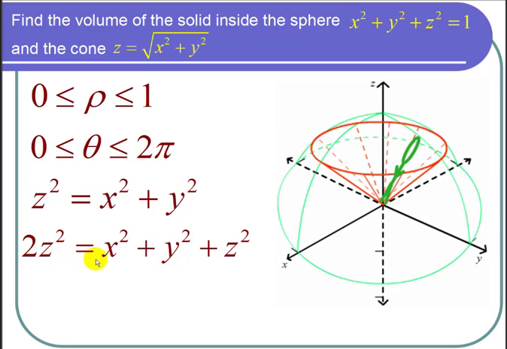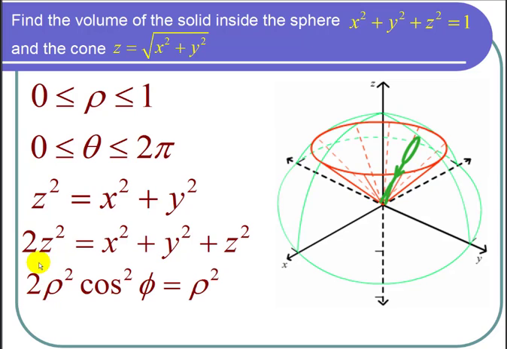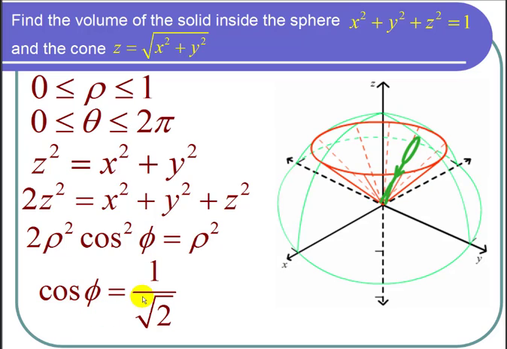And I get 2z squared is equal to x squared plus y squared plus z squared. So the right-hand side is just rho squared. And for the left-hand side, remember z is rho times the cosine of phi. So I can say that 2z squared is 2 rho squared cosine squared phi. And remember, that was equal to rho squared. I can cancel the rho squareds by dividing by rho squared. Then I can divide by 2 and take a square root. And I get that cosine of phi is equal to 1 over root 2. And that happens when phi is pi over 4.